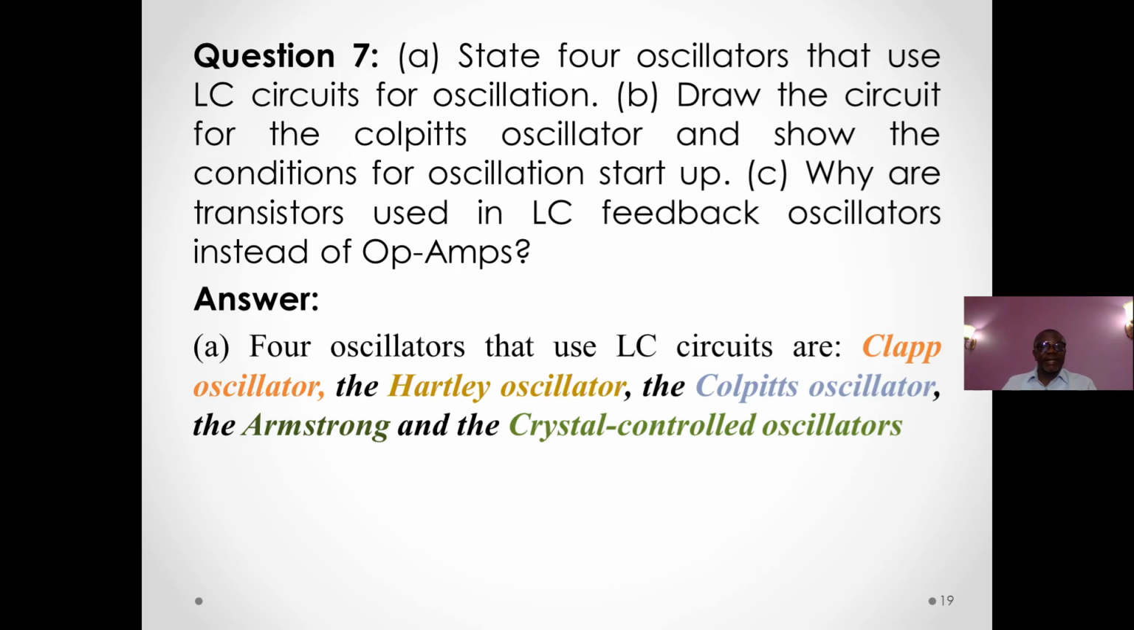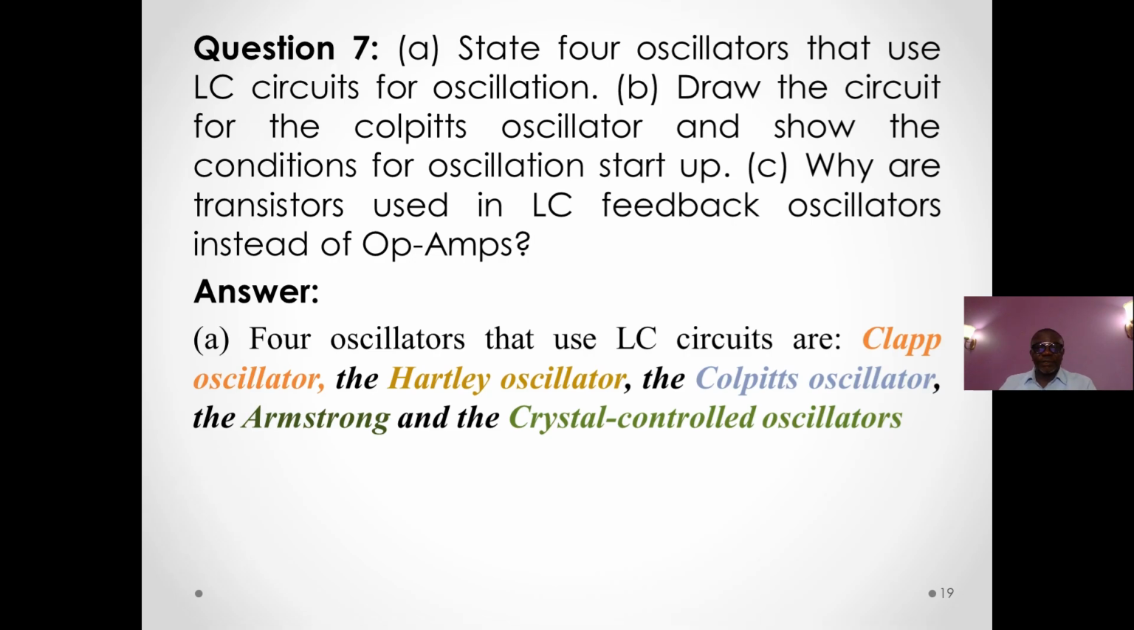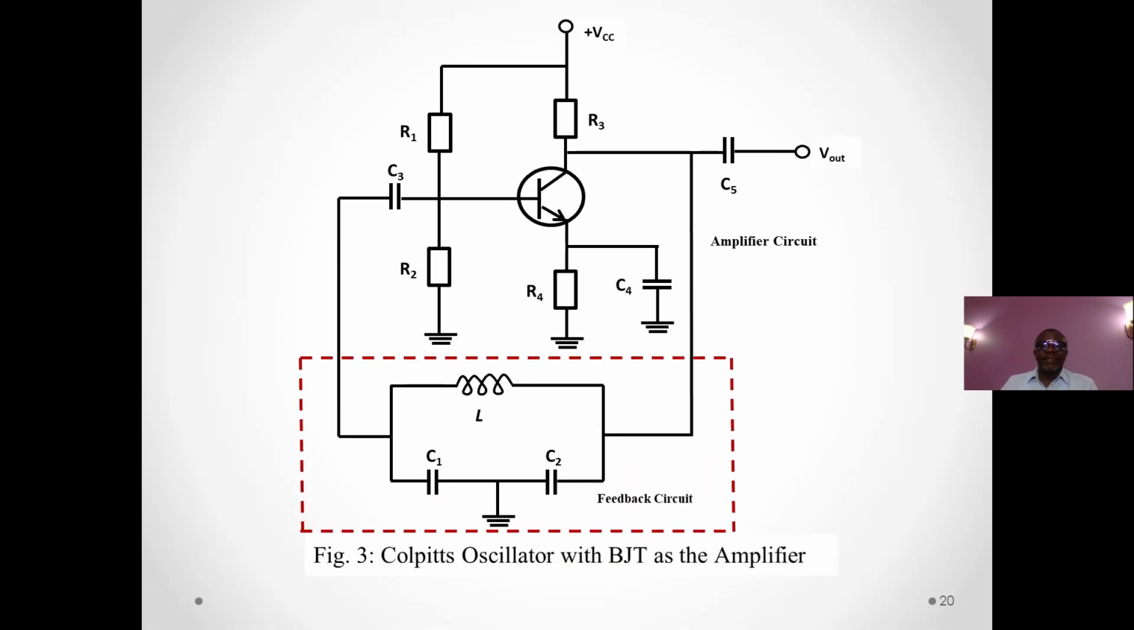We quickly answer that the 4 oscillators that use LC circuits are the Clap oscillator, the Hartley oscillator, the Colpitts oscillator, the Armstrong oscillator, and the crystal controlled oscillators. Question B is, a typical circuit of the Colpitts oscillator using a bipolar junction transistor as its amplifier.